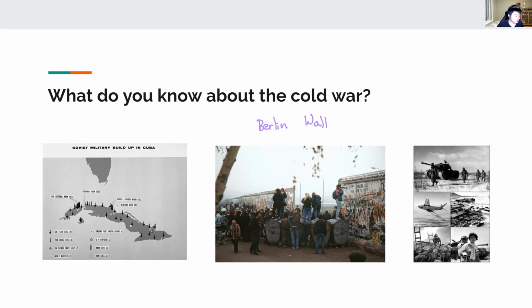Has anybody heard of the Berlin Wall? Yes, I heard it before. Yep. So the Berlin Wall was a wall in Germany that separated East and West Berlin, because these two Berlins were different. One was communist, one was anti-communist. That's why they built this wall, to separate them. This is very important in the Cold War, but we're not going to be talking about this today.